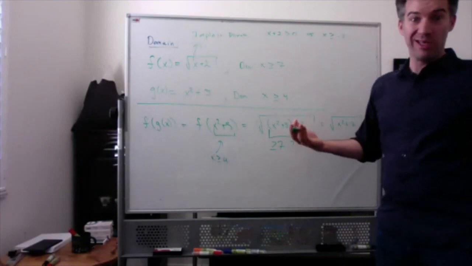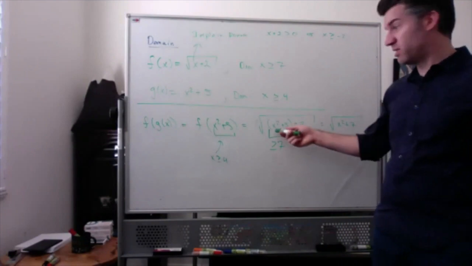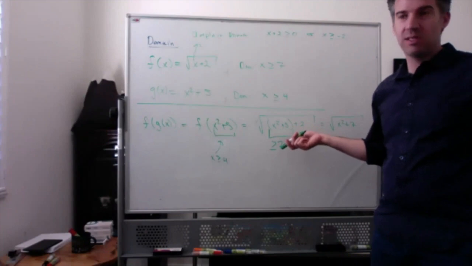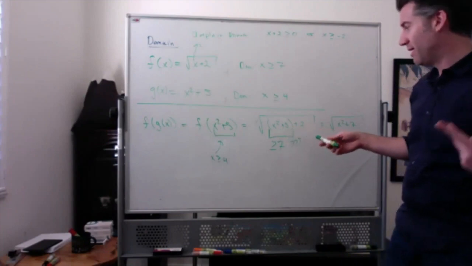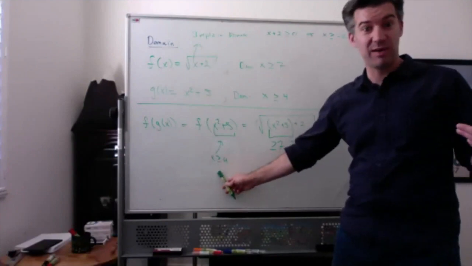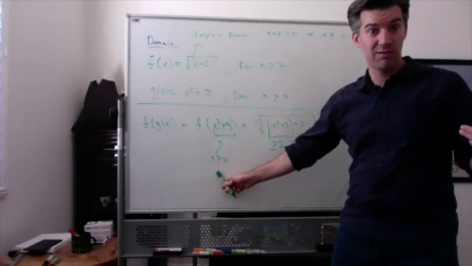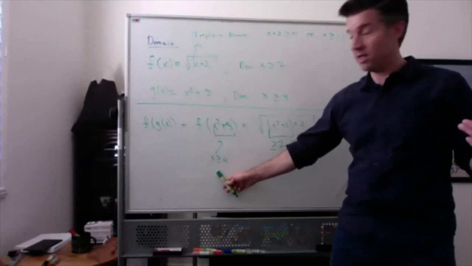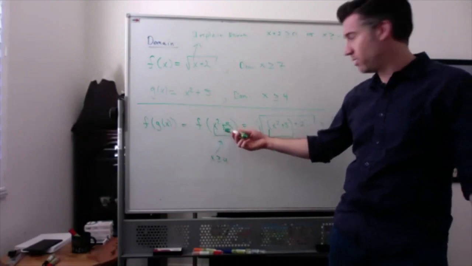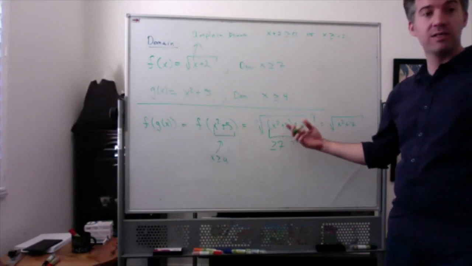Well, not always, right? x could be 0, and 0 squared plus 5 isn't bigger than or equal to 7. So let me ask the follow-up question then. Is this always bigger than or equal to 7 if x is bigger than or equal to 4? Oh yeah, it is, right? If x is bigger than or equal to 4, this is 4 squared plus 5, it's 21. So this part is okay, right?